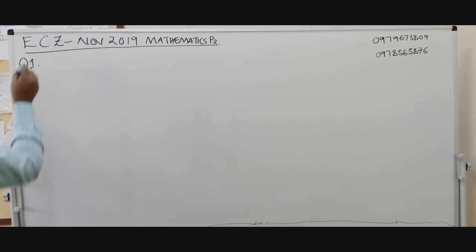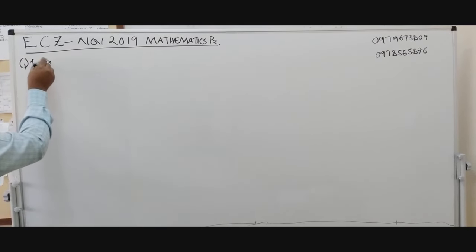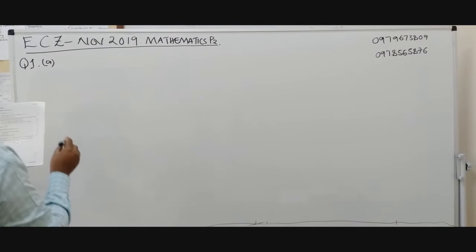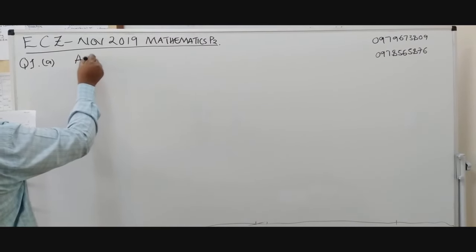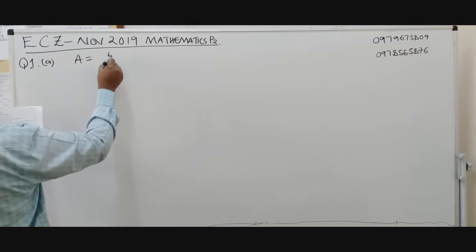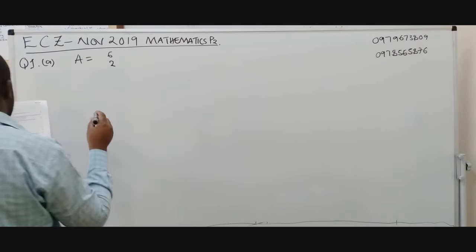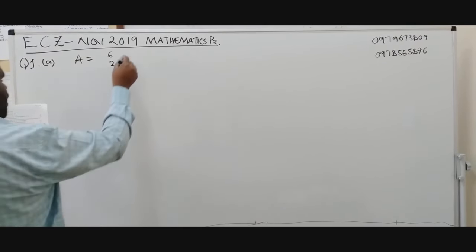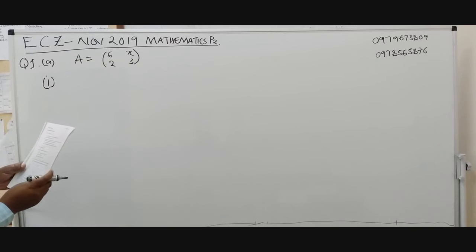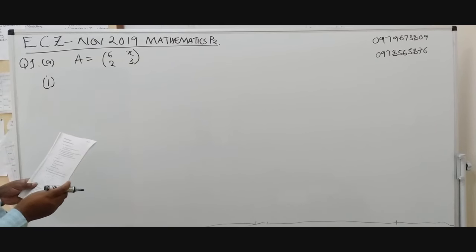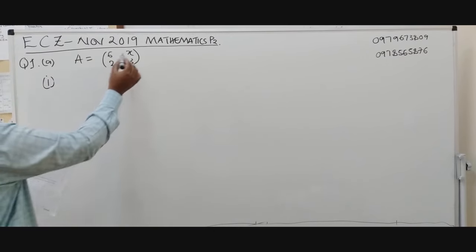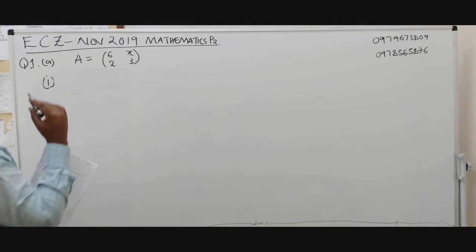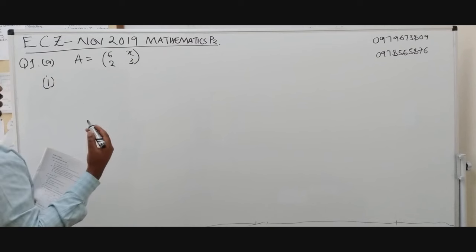Question 1 A. We are given that matrix A is equal to 6, 2, that is the first column, then x, 3, that is the second column. Roman numeral 1: find the value of x for which the determinant of A is 36. So they want us to find the value of x when the determinant of this matrix is 36.